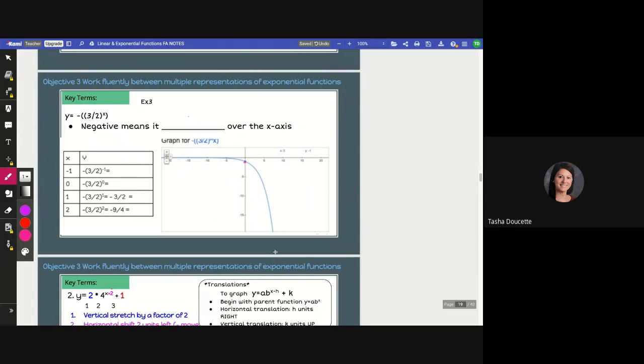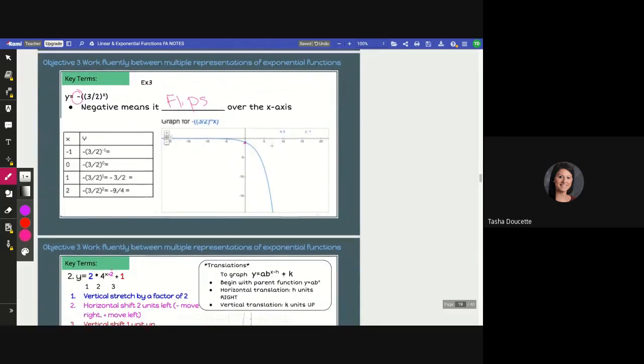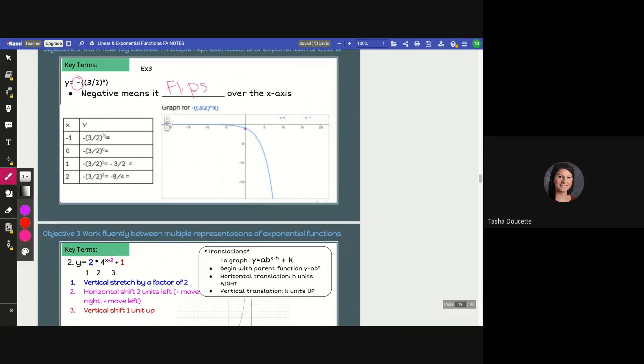Okay, our next example, you'll notice that we have 3/2 to the x power. However, we have this negative here. And what that means is that the negative flips it over the x-axis. So we have our equation, which is very similar to our parent function. We're plugging in our x values, and we're finding the answers to that. And once we do, we see that the graph is actually flipped over.